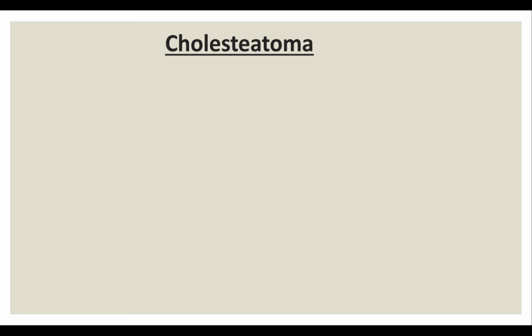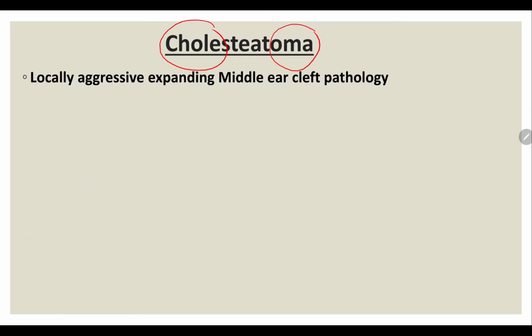This is the most important topic in ENT and the most important misnomer in ENT too, because as the name suggests, it can mislead us. Cholesteatoma: chole refers to cholesterol, it is not cholesterol. Oma refers to a neoplastic lesion, it is not a neoplastic lesion. That is, it is neither a cholesterol crystal containing lesion nor a neoplastic lesion, but it is a locally aggressive expanding middle ear cleft pathology.